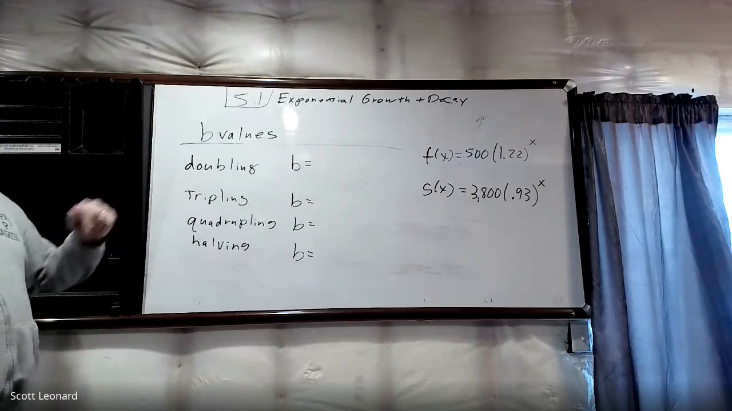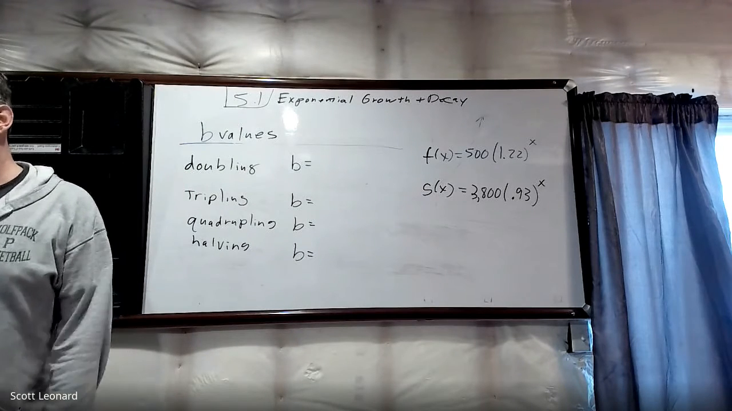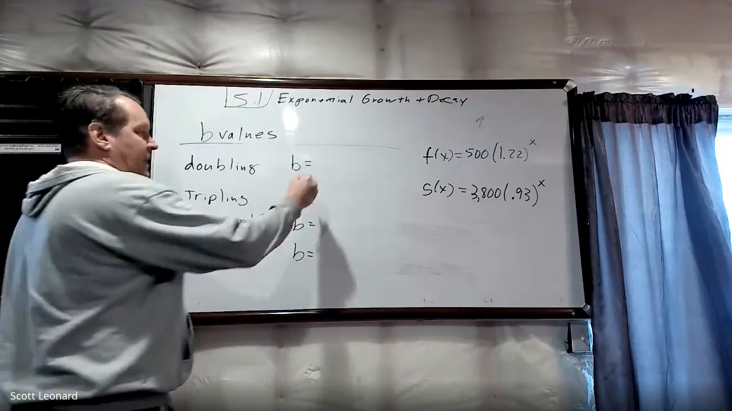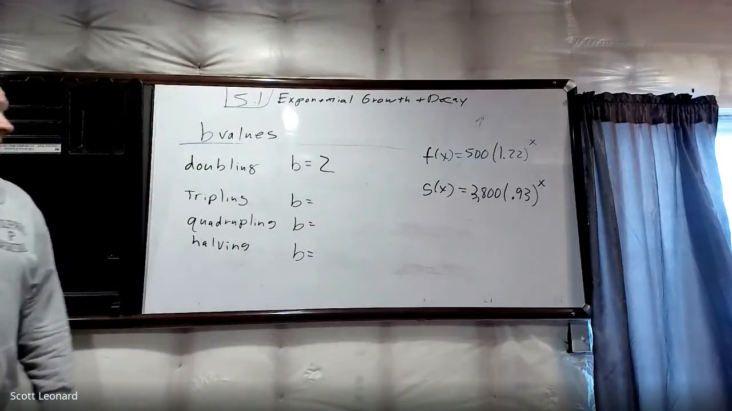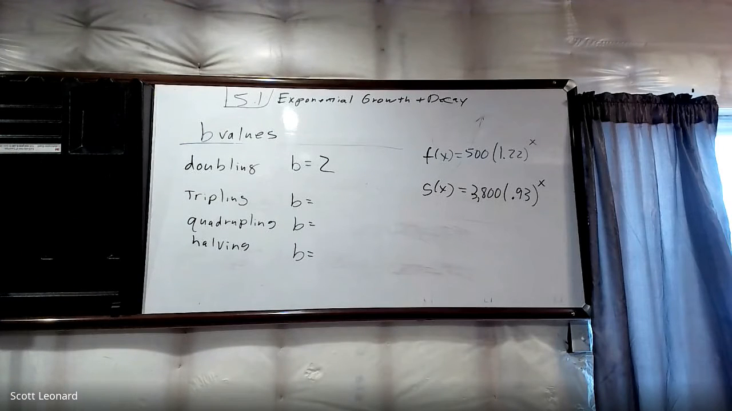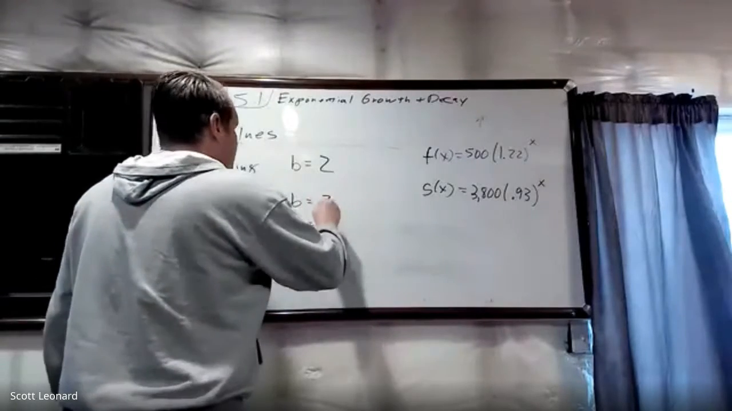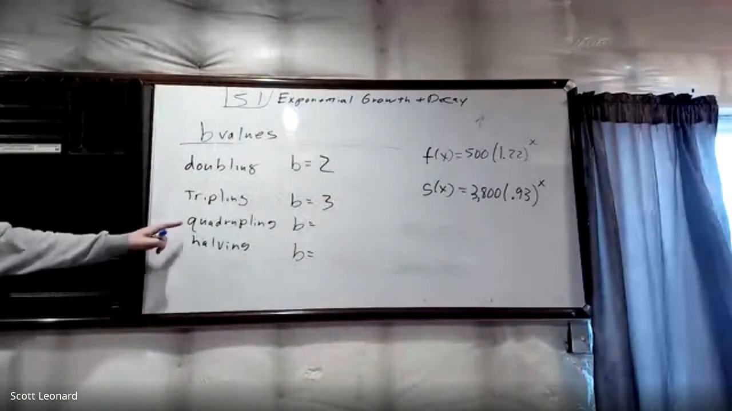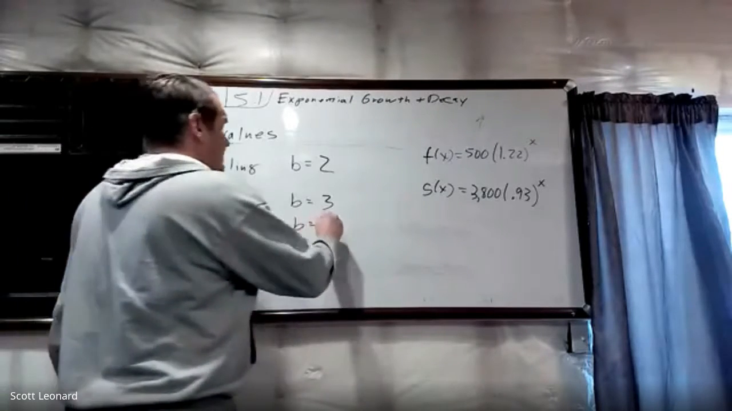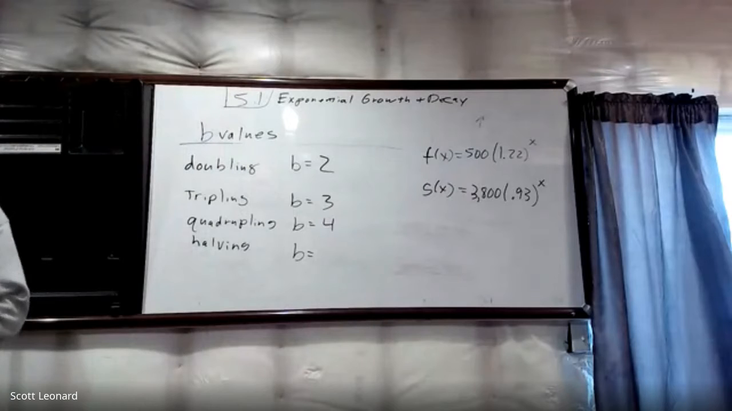What do you think the B value is of something that doubles? Two. Super duper tricky. Tripling. How about Haley? What do you think tripling the B value is going to be? 3. All right. Tyler, quadrupling. 4. Yep. All right. Halving. Santi.